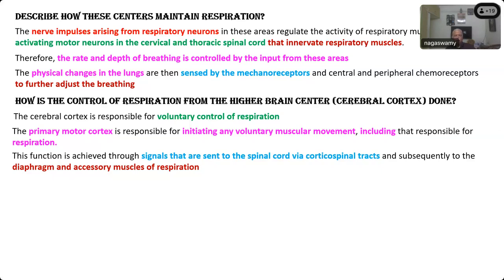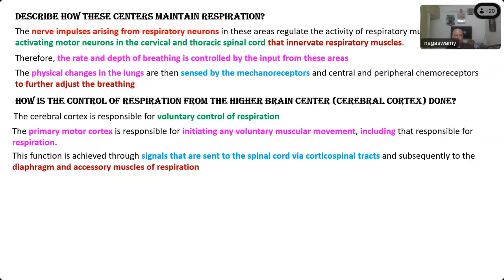So the smooth muscle part obeys the commands from the automaticity of the respiratory, inspiratory and expiratory centers, whereas the striated muscle component is under our volitional control. That is how we are able to hold the breath. So the cerebral cortex supplies the innervation to the voluntary or striated muscles of the diaphragm through the spinal cord via the corticospinal tracts. And that is why, when we want to hold our breath at our own will and volition, we are able to do that.